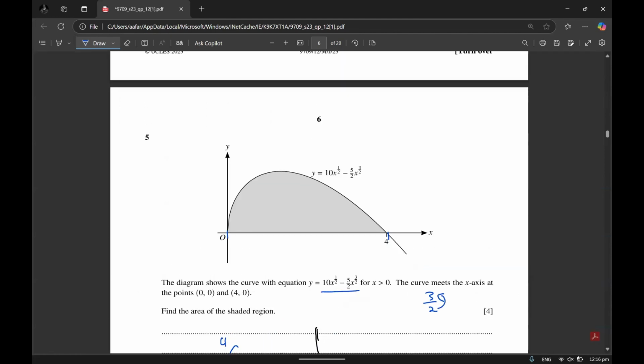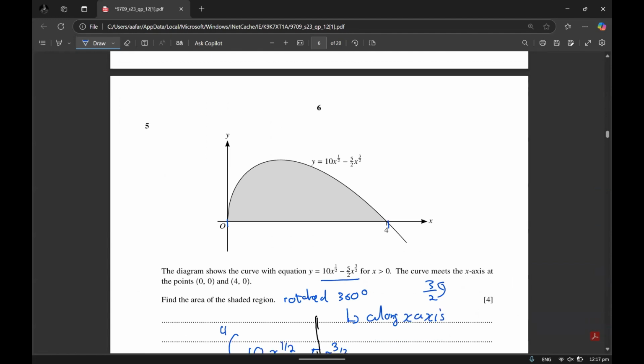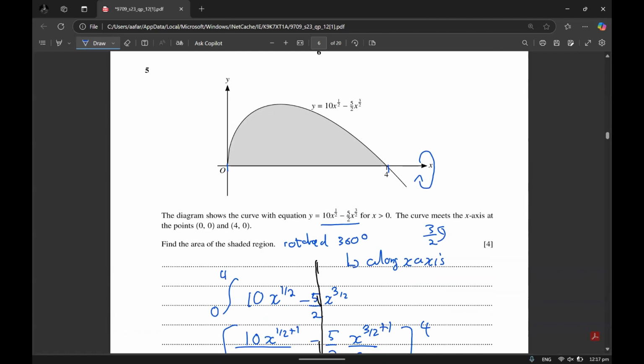So in these integration questions, it's usually either asked under area of the shaded region, or it asks for the volume when the shaded region is rotated 360 degrees. So there are two variations to that. If it says along the x-axis, then you apply the formula: the integral, the limits are the same, but it's pi y squared.